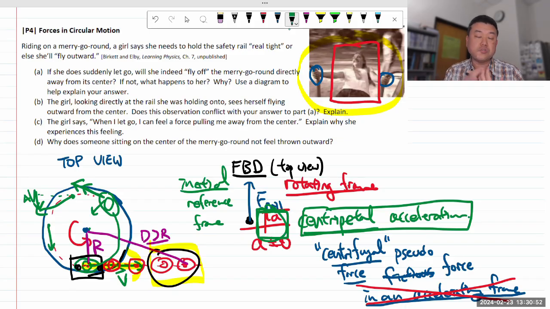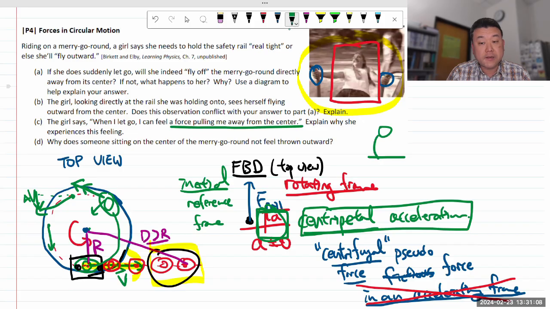So to the point of why she feels pulled away from the center, the way I would try to explain it is the same way we feel our own weight, the apparent weight. We actually don't feel gravity directly. If you're in free fall, you'd feel like you are in microgravity. That's like astronauts in the International Space Station. But the gravitational force on them is actually pretty significant. It's like 80 to 90 percent of the gravity on us.